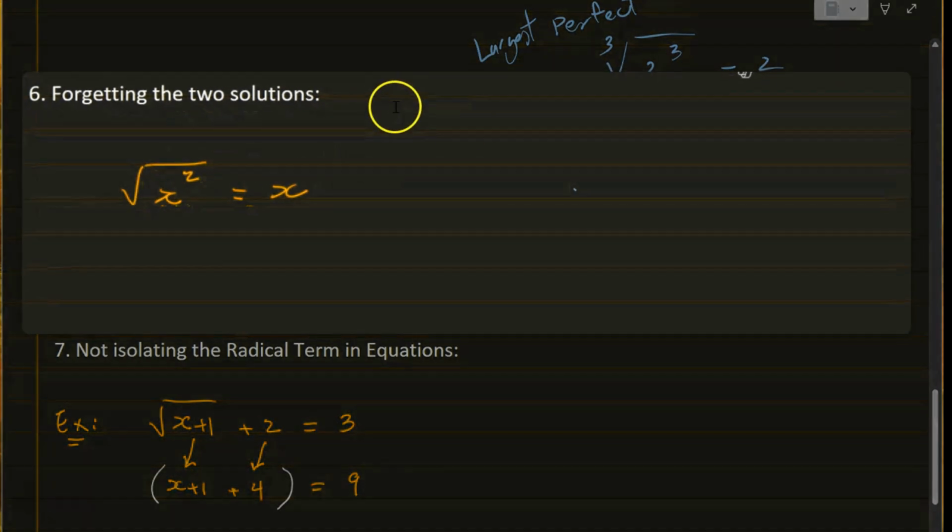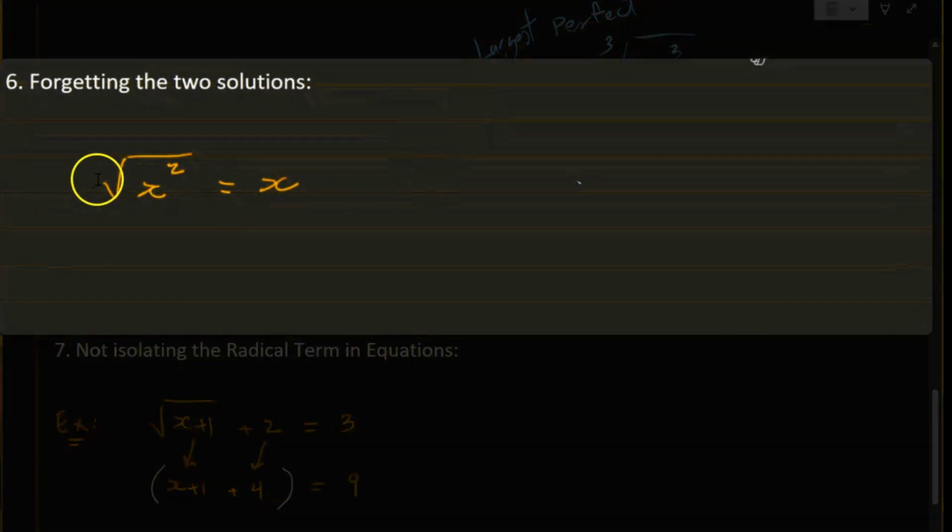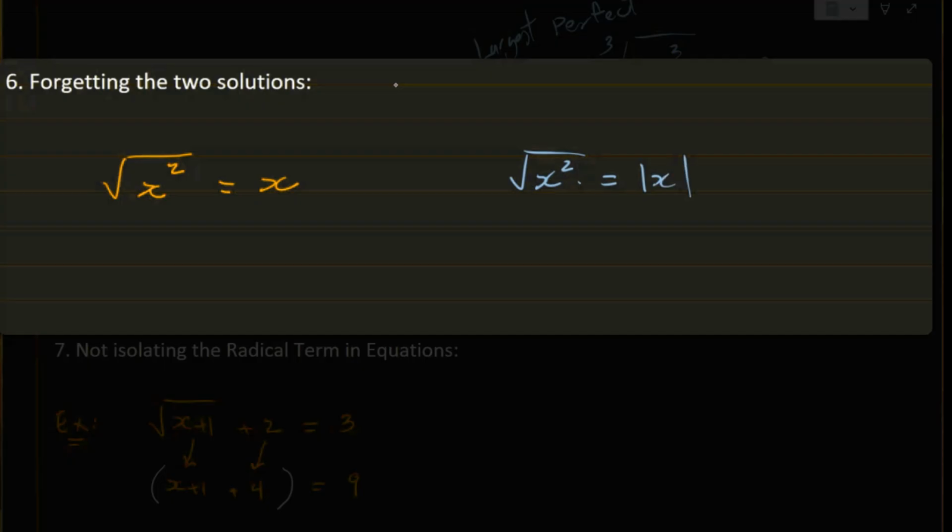I talked about that before, but I'm going to do it again. Most often students just say the square root of x squared is x, and be careful with that. When you do this, the answer to this one is not just one value, it is 2 values. So the square root of x squared is equal to the absolute value of x, which is equal to plus or minus x.